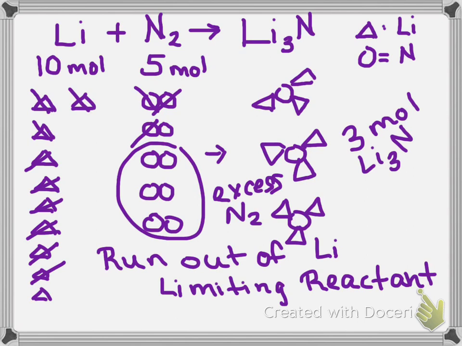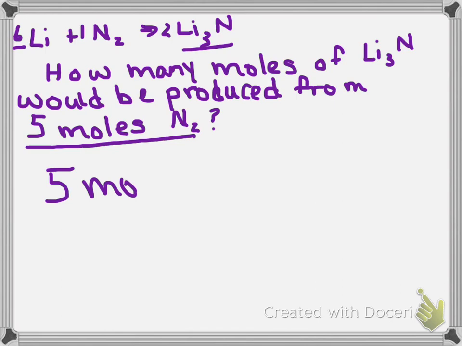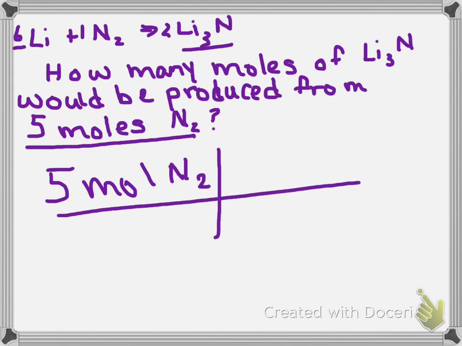So the example that we drew, I started with 10 moles of lithium, 5 moles of nitrogen. So we're going to go over here and we're going to calculate mathematically, if I start with 5 moles of nitrogen, how much lithium nitride could I make? So I have 5 moles. We start with 5 moles of N2, and we're going to try to figure out how many moles of lithium nitride I could make.